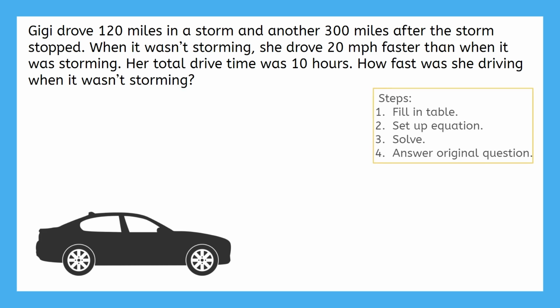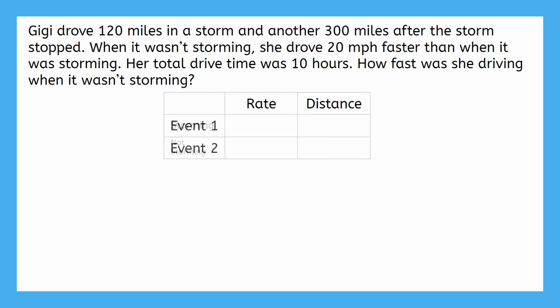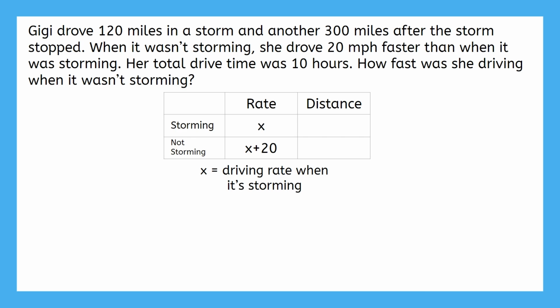Let's refer to our steps to help us solve this. The first step is to fill in the table. We can think of our two events as storming and not storming. When it is storming, Gigi is driving at a rate that we don't know. So we'll call this x and define x as her driving rate when it's storming. When it's not storming, she could travel at a rate that is 20 miles per hour faster.